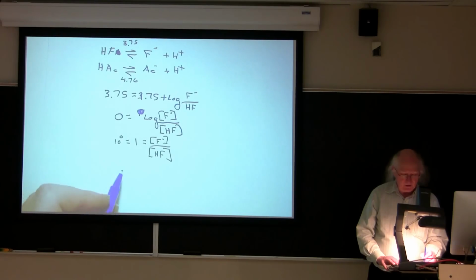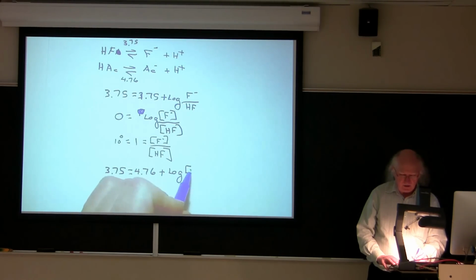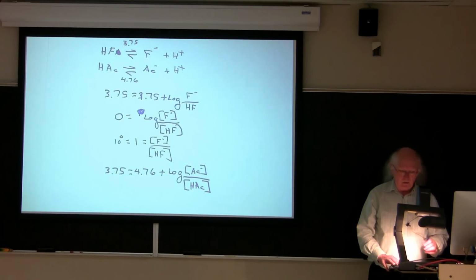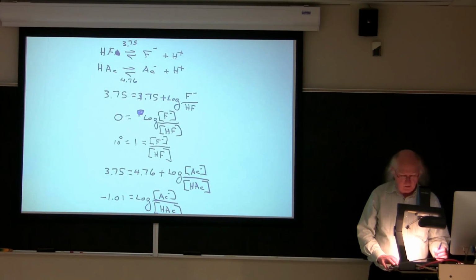Well, it's very simple to answer that question. We simply say that at pH 3.75, the pKa of acetic acid is 4.76 plus the log of the concentration of AC minus all over the concentration of HAC. I bring this to this side, I get minus 1.01 equals the log of the concentration of AC minus all over the concentration of HAC.